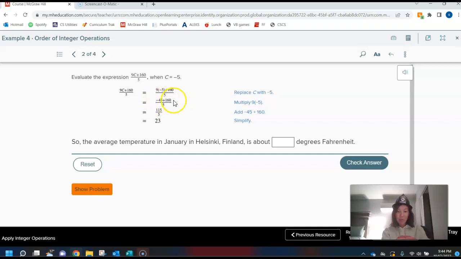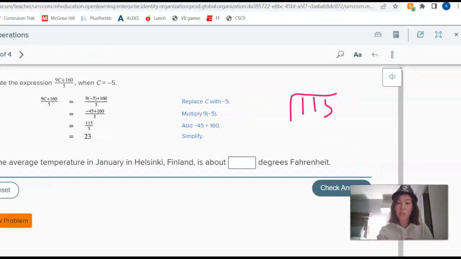Next thing, -45 plus 160. Since I have one of each, I'm really going to subtract those two numbers. And since the larger number is positive, my answer will be positive. And then finally, divide these two, 115 divided by 5. Again, this one is not one of your facts, so you would probably want to do long division here.